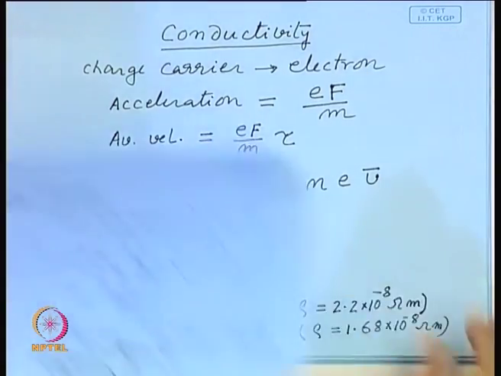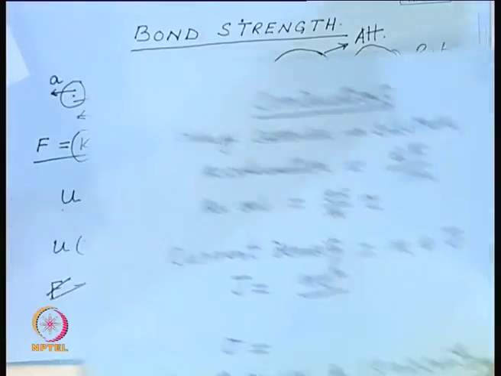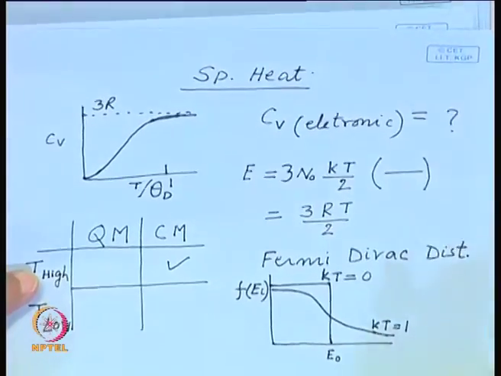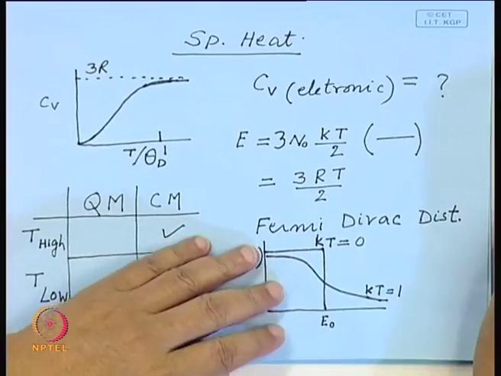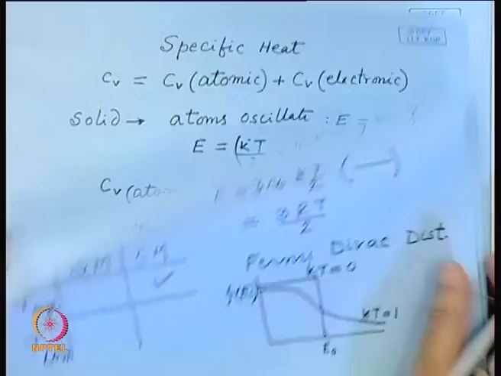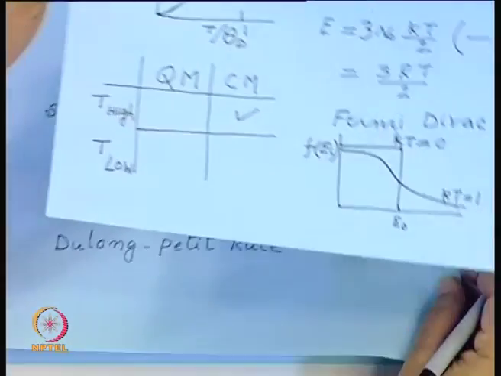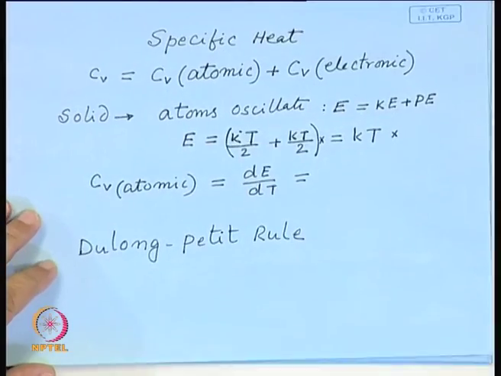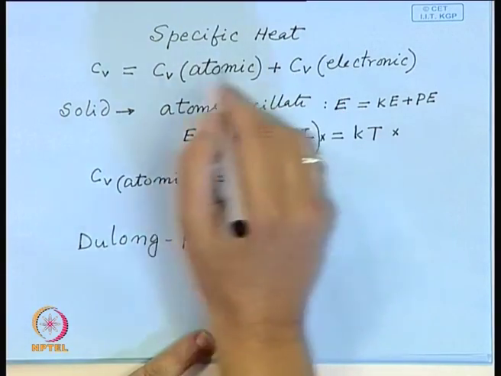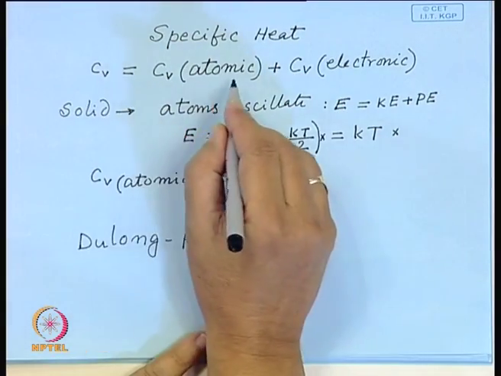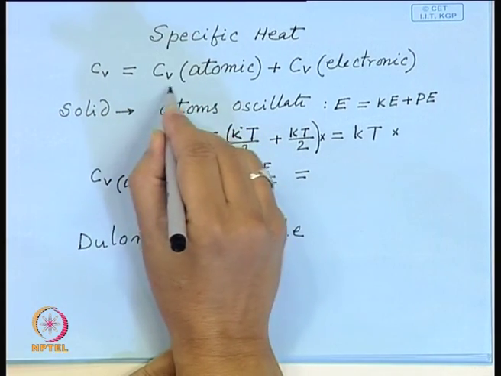Now, let us try to look at that atomic bond structure, let us try and find out what is the specific heat of a solid. To calculate specific heat, there are two components.